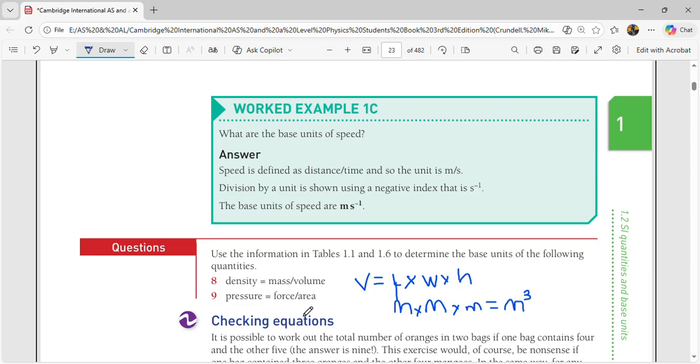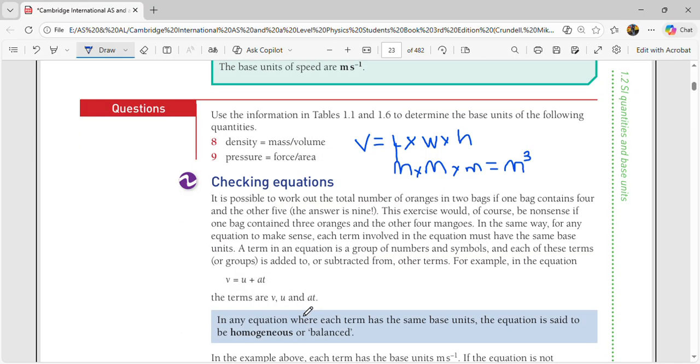But not all homogeneous equations are valid, because we can have an equation that is homogeneous but not valid. We shall see those examples as we go. Like the example here, we have the first equation of motion in a straight line: v equals u plus at. So we can prove whether this equation is homogeneous.